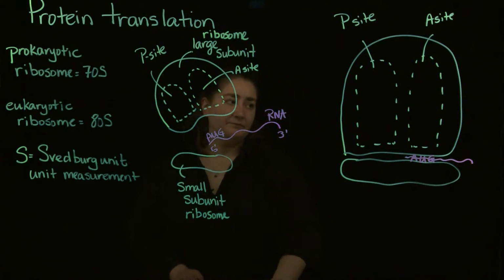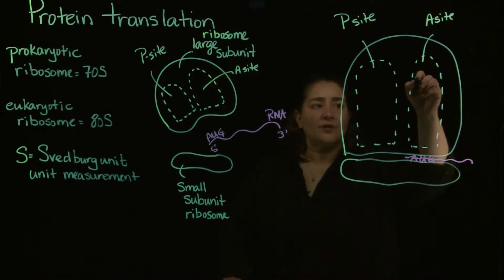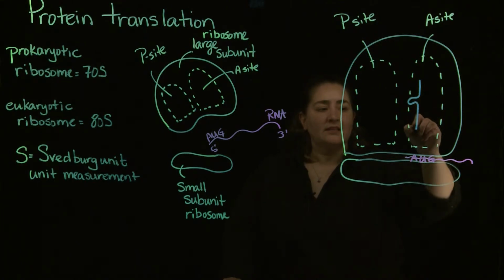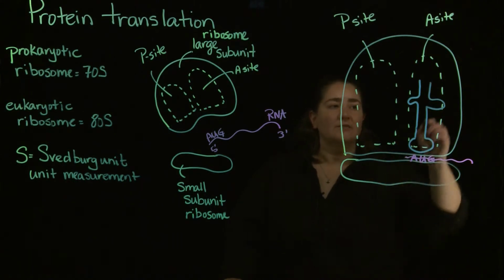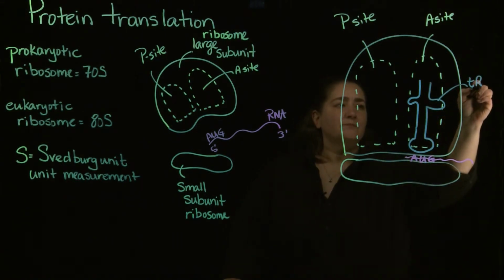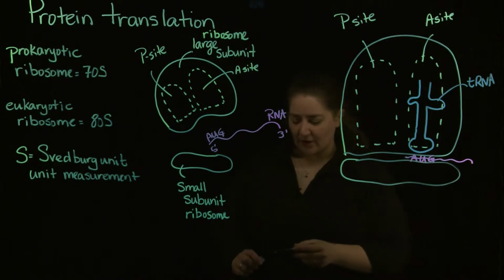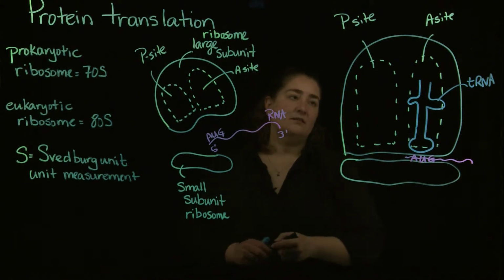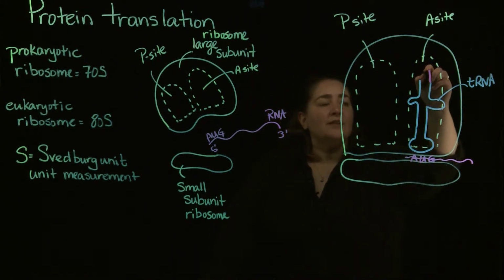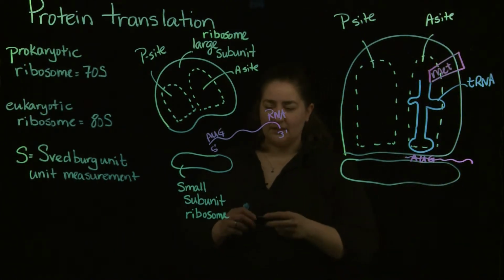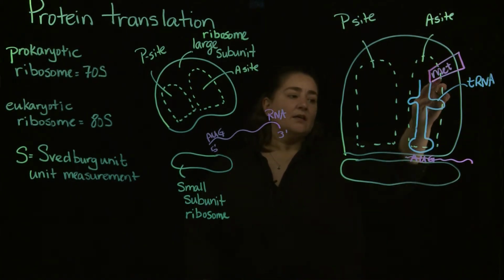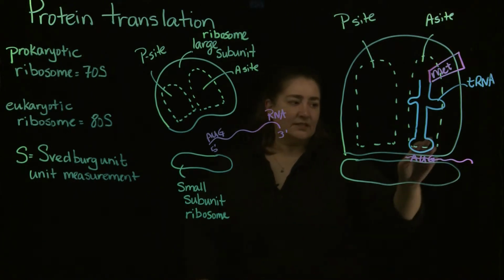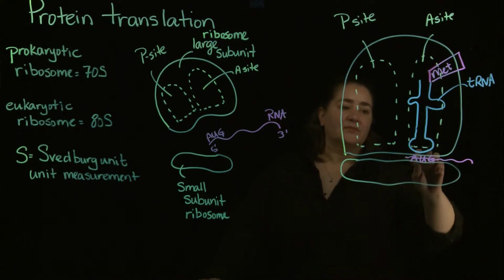What's going to happen? We're going to have a transfer RNA, and this is going to be the structure that kind of looks like a hairpin. This is our transfer RNA. The role of that transfer RNA is to bring in our amino acid. So attached to it, it's going to have a methionine, because methionine is what corresponds to that AUG. And it's going to sit in that acceptor site.